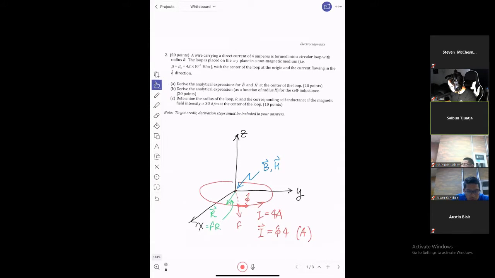You're asked to determine the radius of the loop R and the corresponding self-inductance if I give you the field intensity, 30 amps per meter at the center of the loop. To answer this question, you need to know two things. Number one, once you derive the first part, you just plug in the value of R and you can solve it, right?